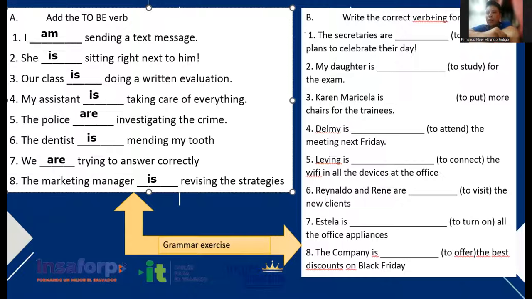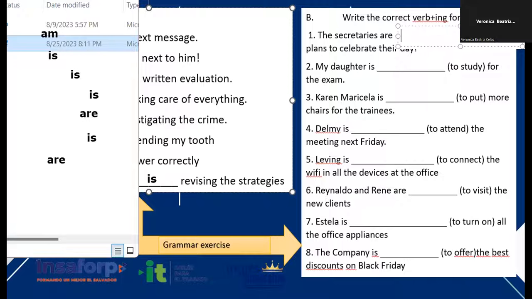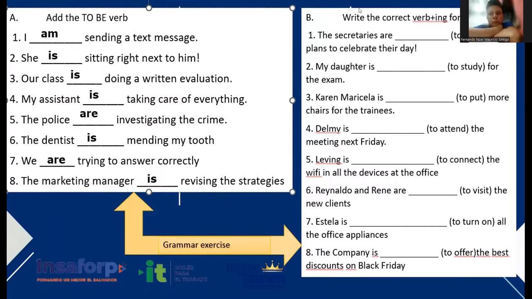The secretary are to make celebrate the day. Vamos a ver, entonces. The secretaries are? To make. El verbo en infinitivo es to make. Pero ya cuando unimos en el presente continuo, no tenemos ninguno con to. Miren, ninguno va con to. Entonces, making. Are making. Ok, how do you spell making? M-A-K-I-N-G. Very good.